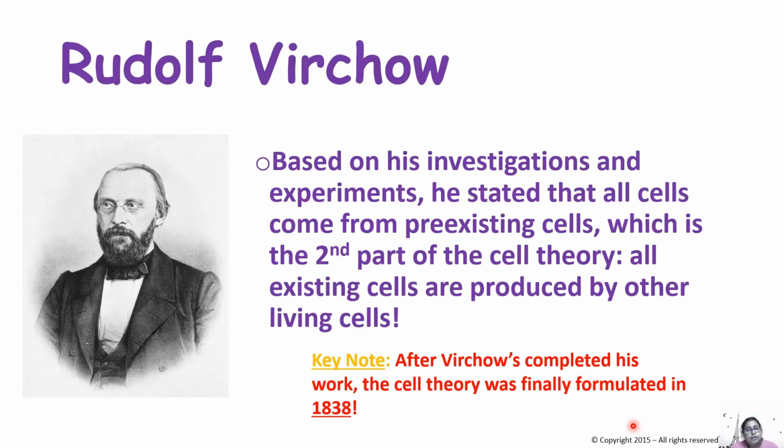Then Rudolf Virchow was involved. Based on his investigations and experiments, he stated that all cells come from pre-existing cells, which is the second part of the cell theory: all existing cells are produced by other living cells. So after Virchow completed his work, cell theory was finally formulated in 1838.